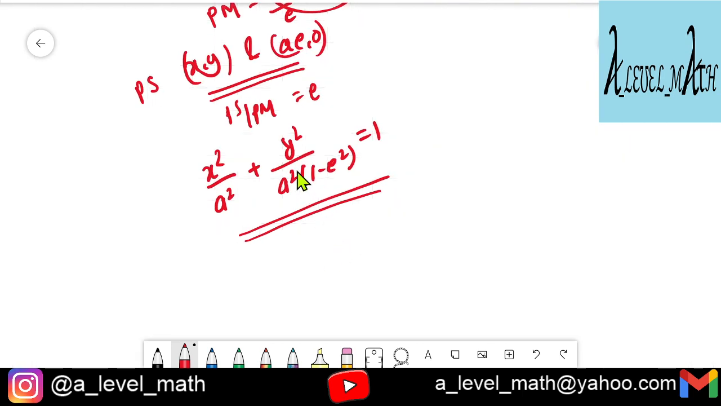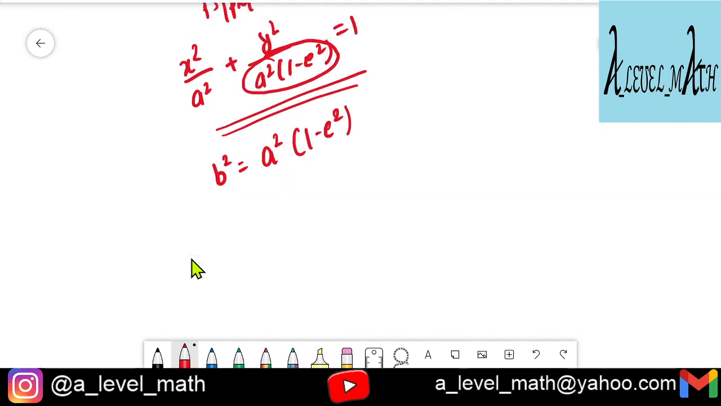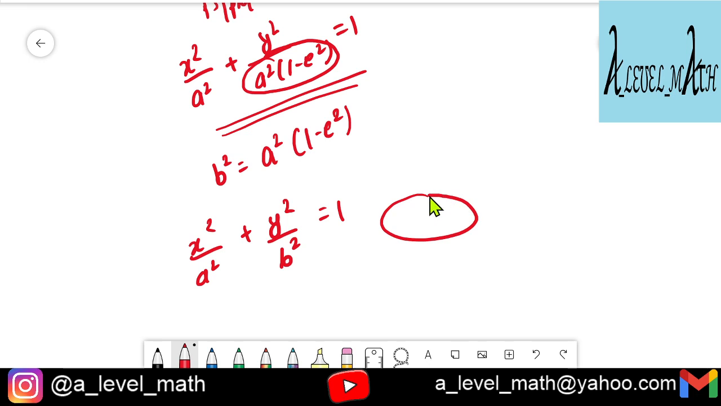Alright guys, let's take our discussion a step further. We assume that this distance, A square times 1 minus E square, we let it to be B square. So B square is equal to A square times 1 minus E square. We just assume for simplicity. Now our equation reduces to a much nicer form, which I can write as X square by A square plus Y square by B square is equal to 1. Now this is the equation of a horizontal ellipse guys.